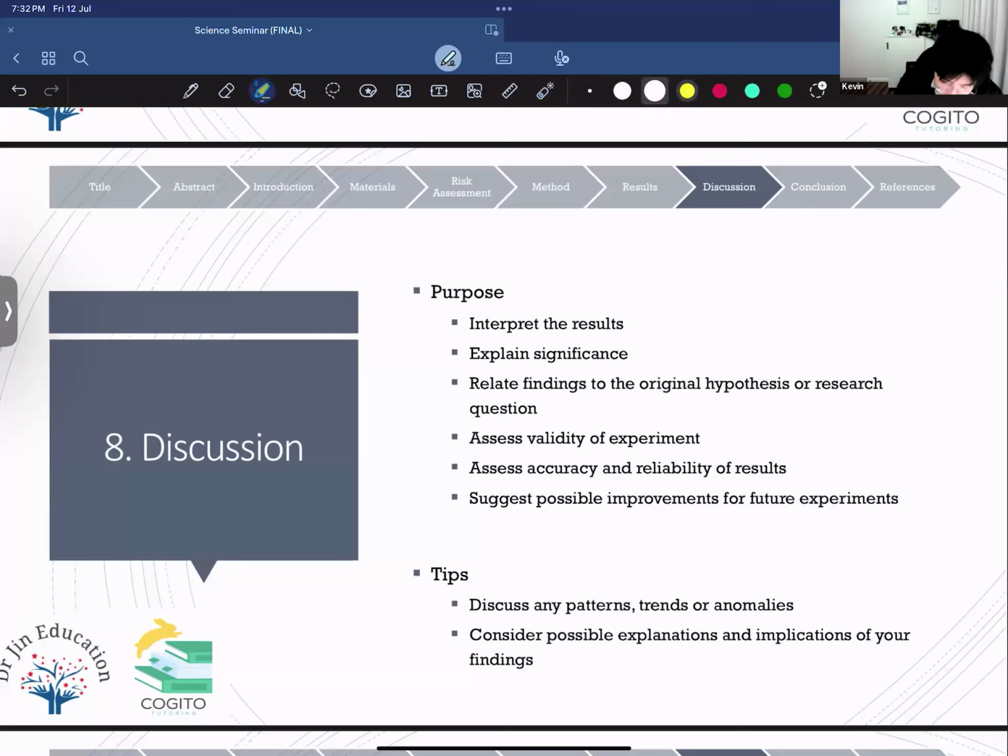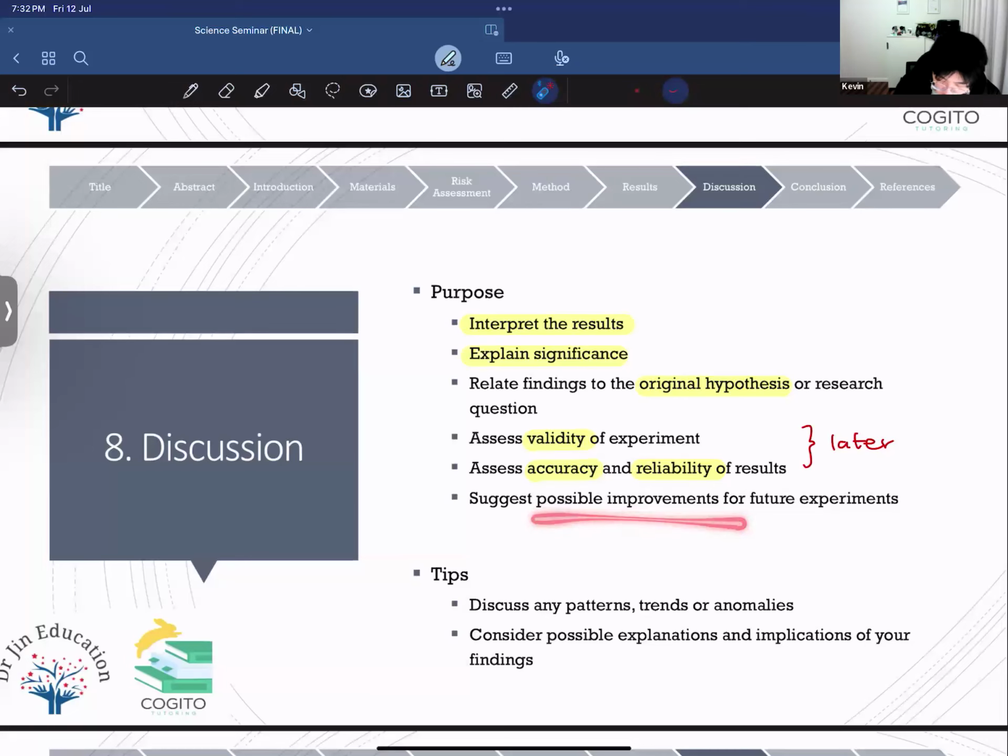So here is where you interpret the results. Please, please, please do it here. Explain the significance. Relate the findings to the original hypothesis. You can assess the validity, the accuracy and reliability. This one I'll talk about later, because right now it may not make a lot of sense. So I'll talk about this later, but it belongs in the discussion.